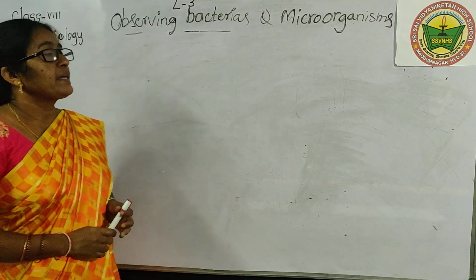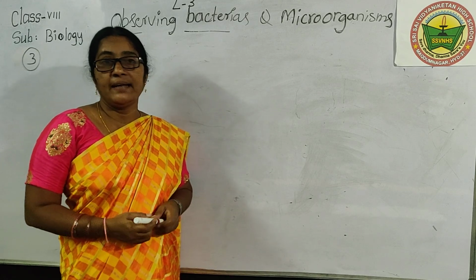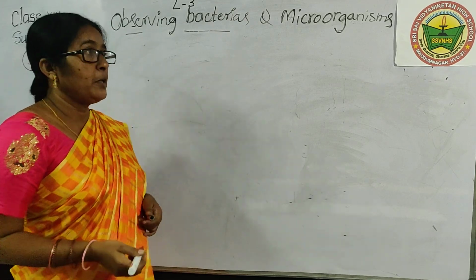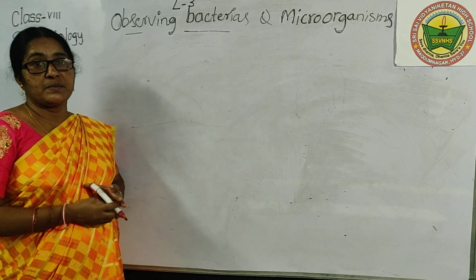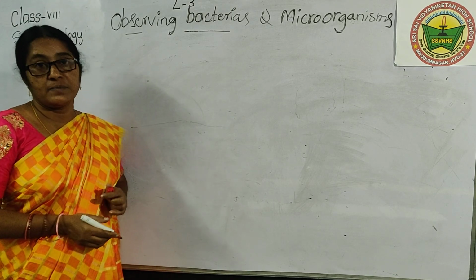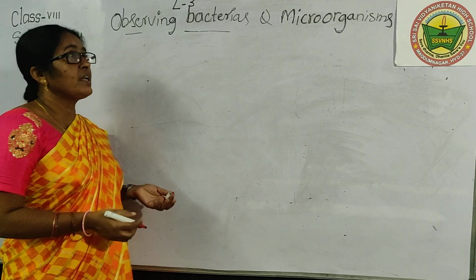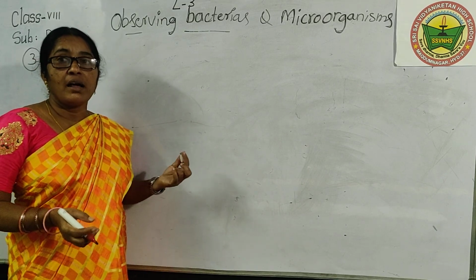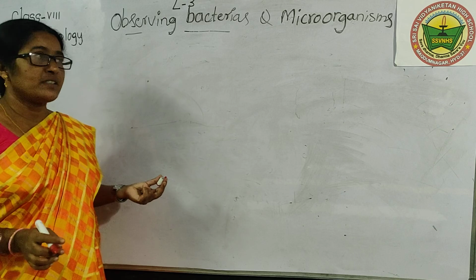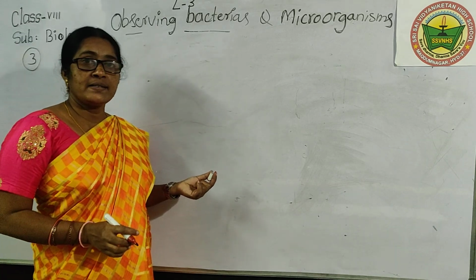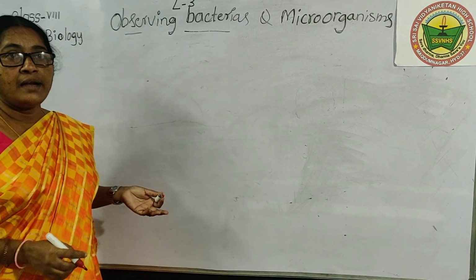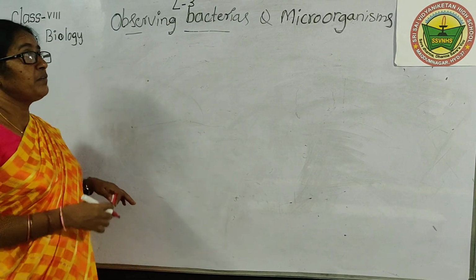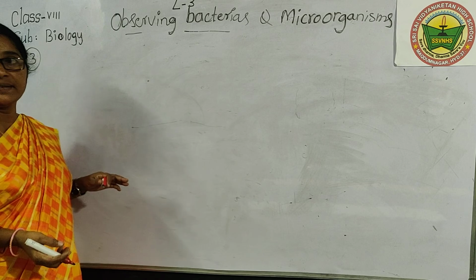Let's discuss bacteria, observing bacteria and other microorganisms. In the previous class, you already learned about the different groups of microorganisms. What are the groups of microorganisms? Bacteria, algae, fungus, protozoans, arthropods, and one more, viruses. There are different types of microorganisms.